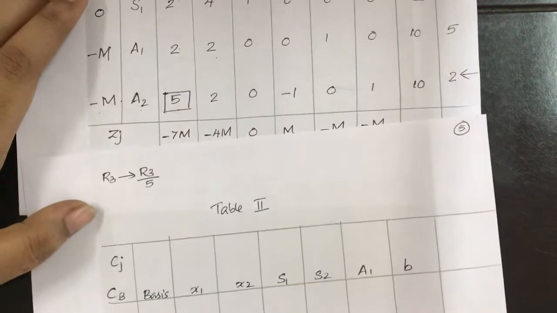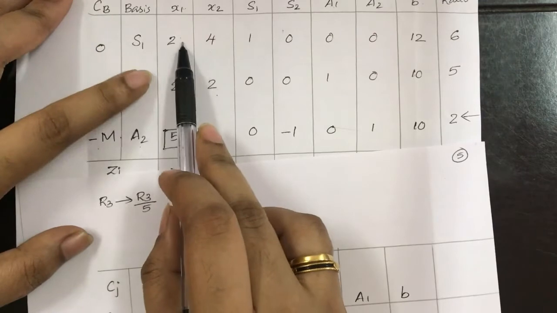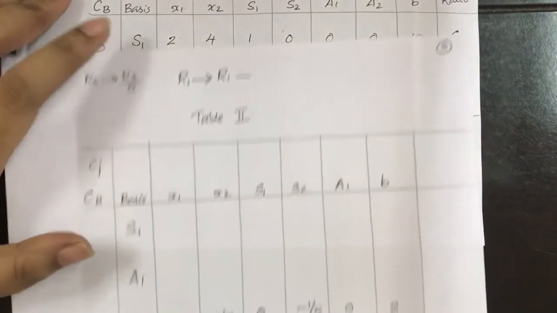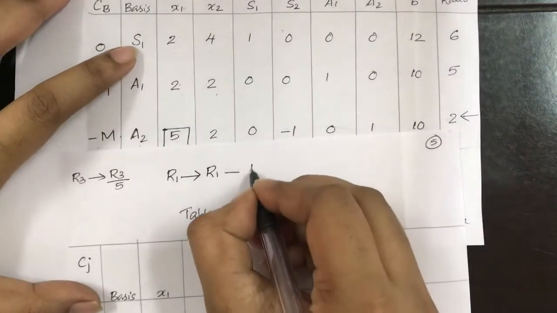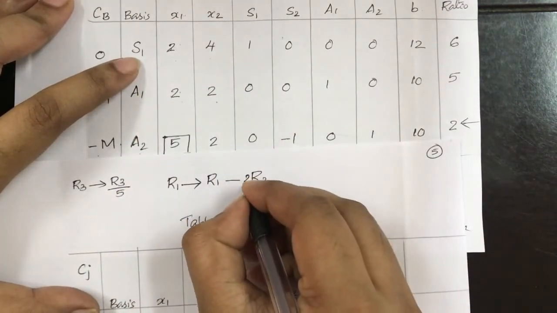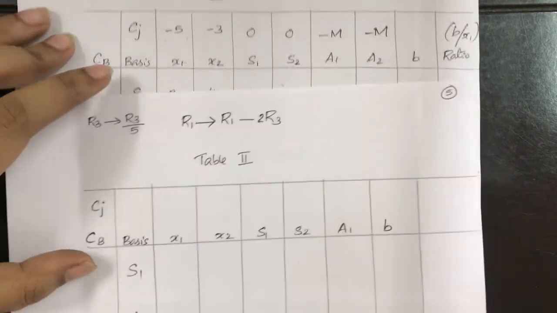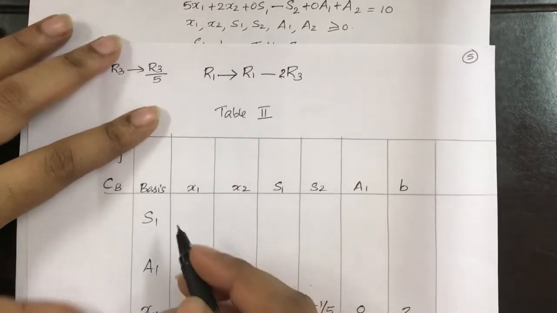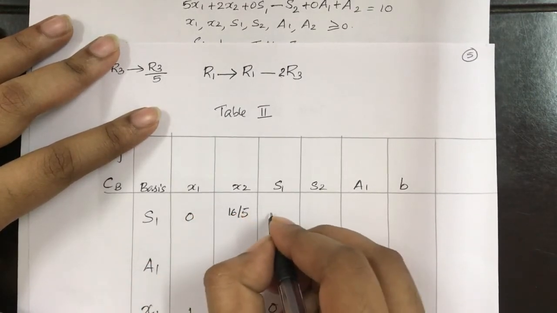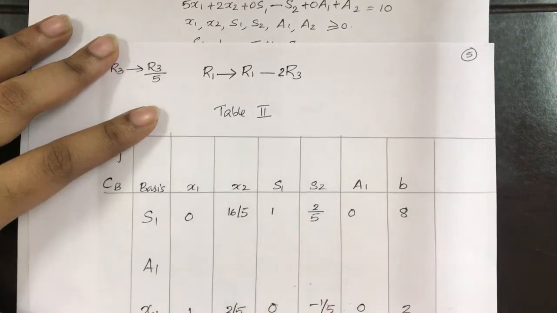Okay. Then R1 changes to, what is the value here? R1, 2. So R1 changes to R1 minus our new key row is R3. R1 minus R3. What is the coefficient of R3? Should be this 2. R1 minus 2 R3. So new R1 will be 0, 16 by 5, 1, 2 by 5, 0, 8.